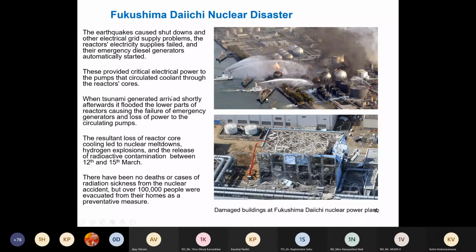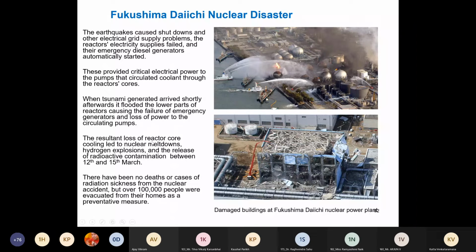When the tsunami arrived shortly afterwards, it flooded the lower parts of the reactors, causing the failure of emergency generators and loss of power to the circulating pumps. So in the earthquake, these buildings were safe. However, when the tsunamis came, the height of the tsunami was more than what they had planned while constructing this facility. So these tsunamis inundated or flooded the lower parts of the reactors. So the power generators failed. So there was loss of power to the circulating pumps.